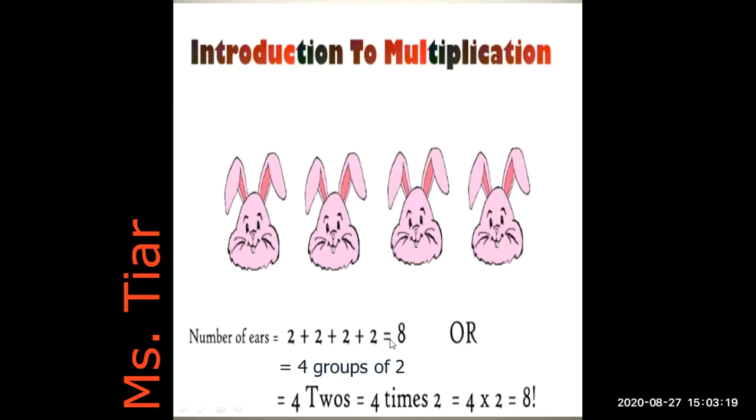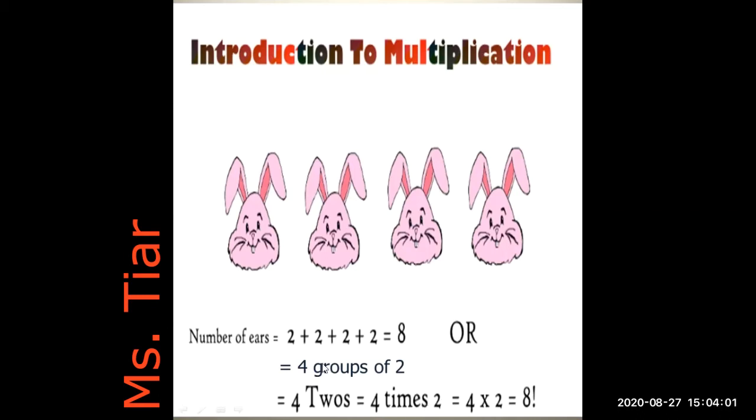This is the same as saying that there are 4 groups of 2. Or you count on 2s, so we say it as 4 2s, okay? And we can also say this as 4 times 2, or let's put a symbol, let's make it 4 times 2, so we get 8. So multiplication can be described as repeated addition, as groups of a number, or as counting on a number, and then we can put in the symbol like this.